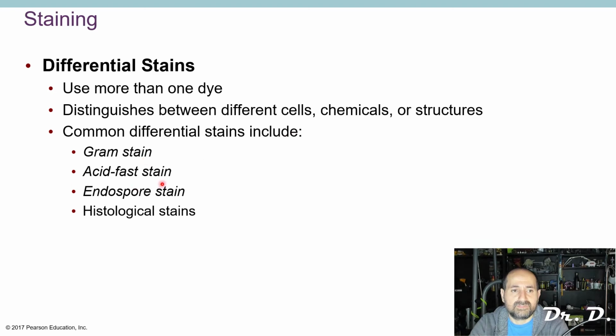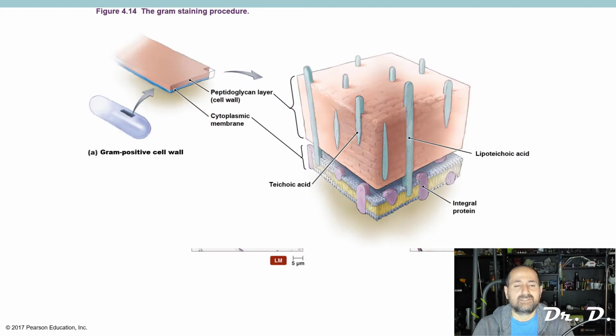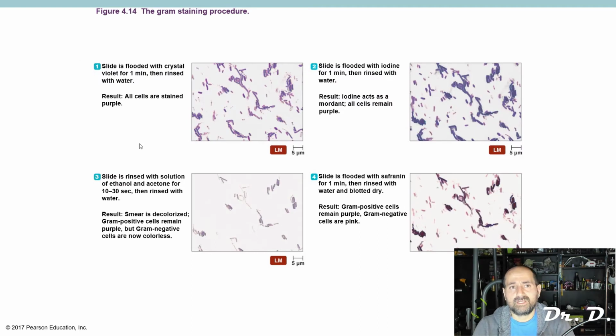Gram stain, acid-fast stain, endospore stain, and other histological stains. One staining protocol that you should be well aware of in any microbiology class is called the gram stain procedure. Remember, we learned in a previous chapter that there are two different types of cell wall for bacteria: gram-positive cell walls and gram-negative cell walls. Remember that? Well, the gram stain procedure was developed by Christian Gram, a medical student back in the 1800s.